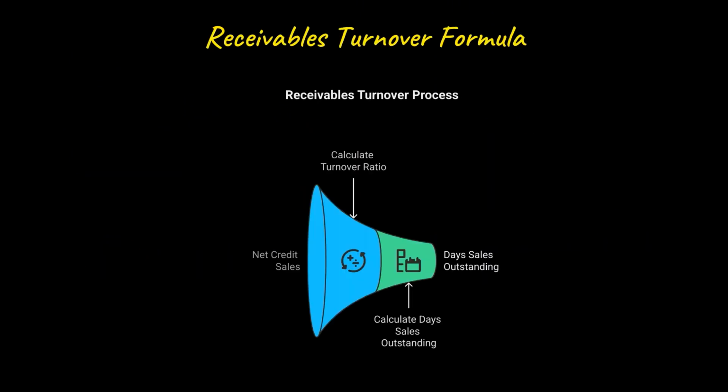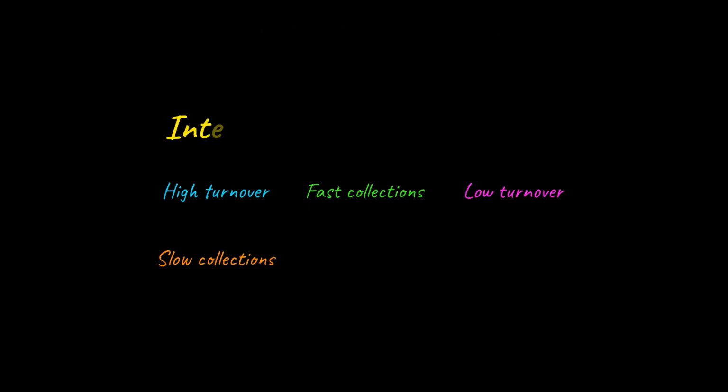The formula divides net credit sales by average accounts receivable. The result can then be converted into days sales outstanding by dividing 365 by the turnover ratio. A turnover of 12, for example, corresponds to roughly 30 days to collect the average invoice.